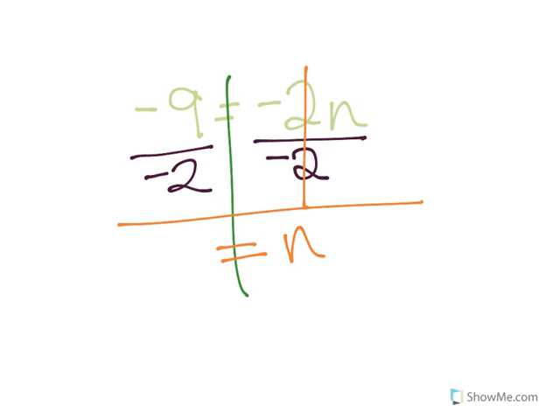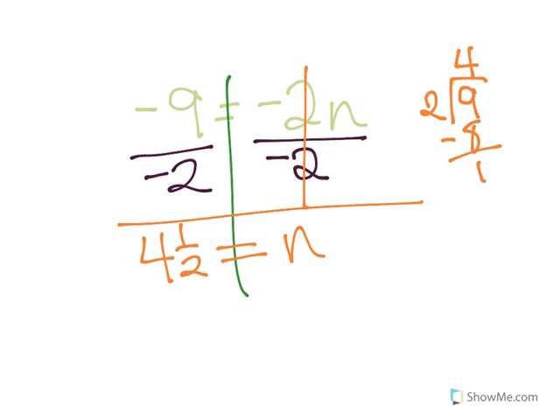So 9 divided by 2, I can come over here and solve that. 9 divided by 2, 2 goes into 9 4 times, which is 8. Subtract, I get 1. So I can say 4 1/2, or I could say 4.5. Either one would work.